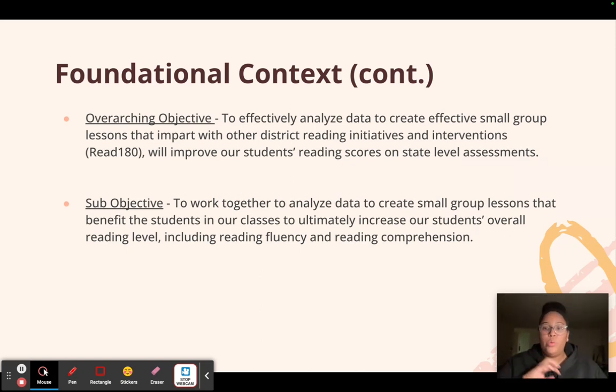That's the overarching goal. We are a school in status, so there are a lot of things that the district throws on our plates so that we can bring our students higher and higher every year. And our sub-objective would be to work together to analyze data to create small group lessons that benefit the students in our classes to ultimately increase our students' overall reading level, including reading fluency and reading comprehension. We know that both of those things are not the exact same. We want to make sure that our students are learning to read fluently, and we also want to know that they're understanding what they read. Those are two very big differences when we're talking about reading.